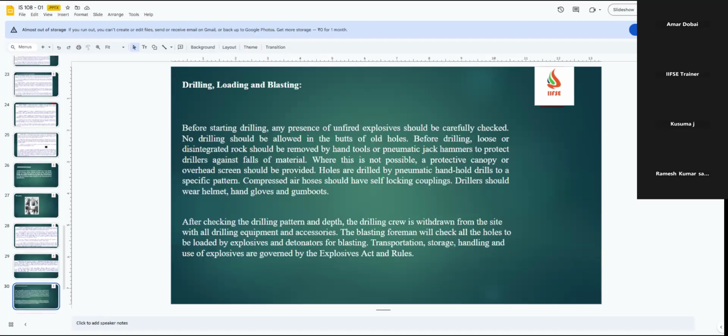Then we have drilling, loading, and blasting. These are the activities which are associated with the excavation activity. Before starting the drilling, any presence of unfired explosive should be carefully checked. No drilling should be allowed in butts and also old holes. When I say drilling, it is for preparation of the blasting activity.